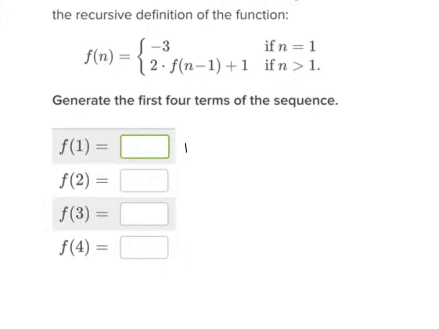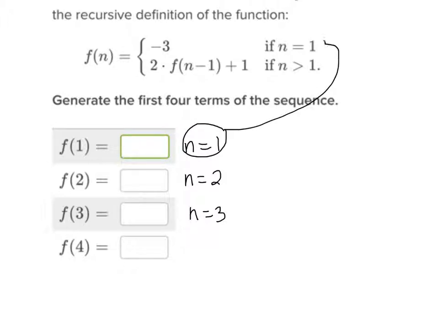So on this one, n equals 1. On this one, n equals 2. On this one, n equals 3, right? Okay. So when n equals 1, what does it say the output is? So f of 1 will be negative 3, right? Okay. Let's find f of 2.